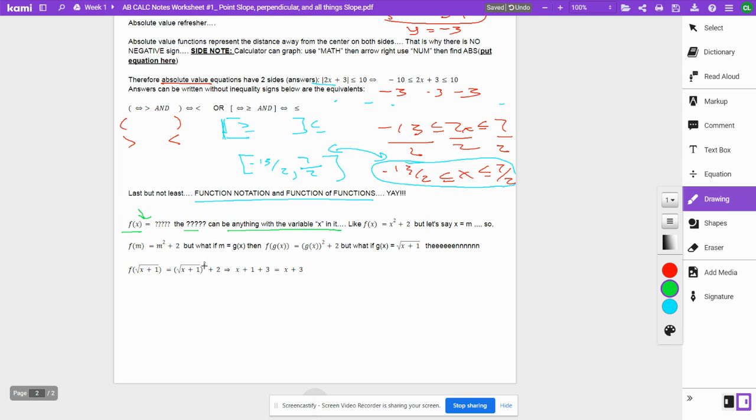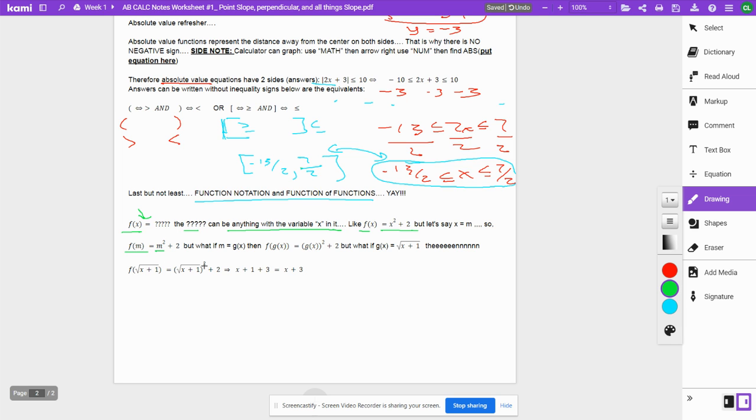Okay? So like this one, f of x equals x squared plus 2. But let's say x is equal to m. So instead of f of x, we get f of m. Well, if m is x, then we plug m in where x was, and we get m squared plus 2.